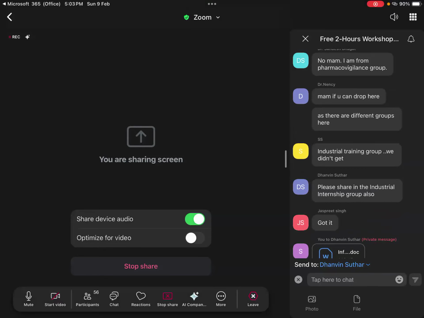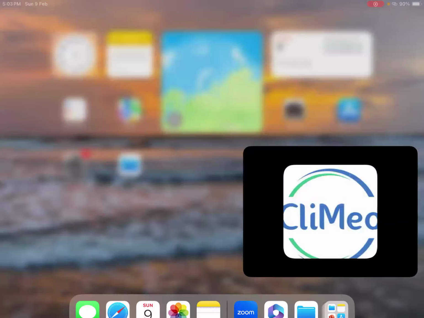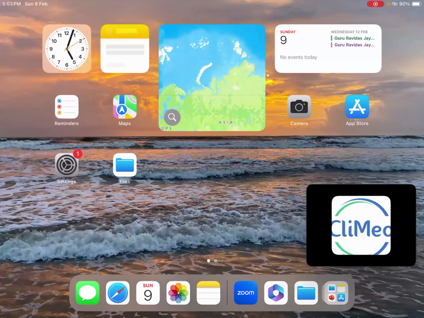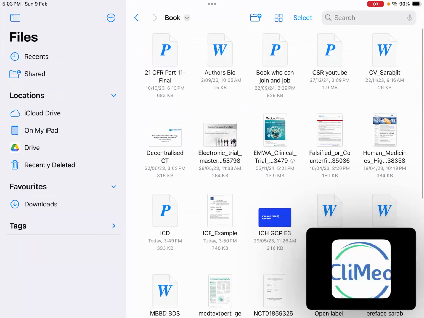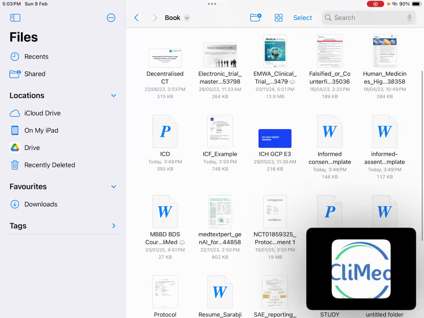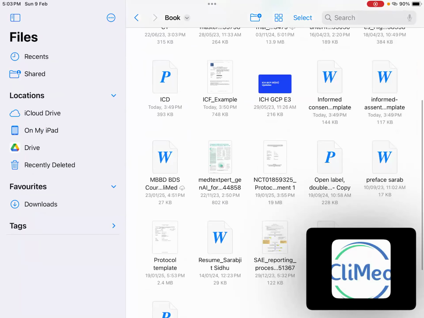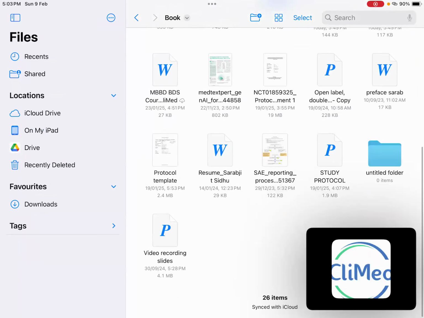Okay, students. Enough of discussions on this, since you say the document is shared on the WhatsApp groups. But let's start with our ICF example, or ICF template.